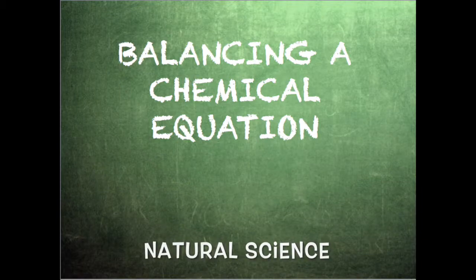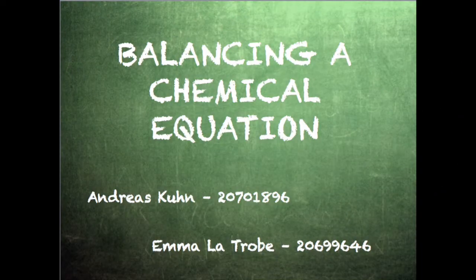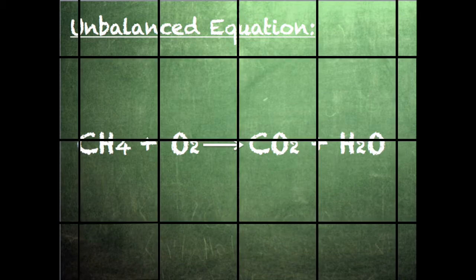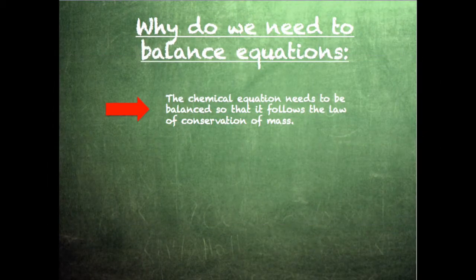Balancing a chemical equation. On the screen is the unbalanced equation, which includes the reactants of methane and oxygen and the products of carbon dioxide and water. Why do we need to balance the equation?